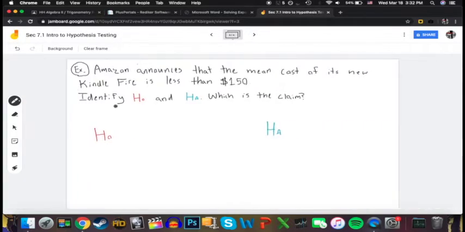In taking a look at the second example, let's say that Amazon announces that the mean cost of its new Kindle Fire is less than $150. So same sort of process as before, we would just want to identify the null and alternate hypothesis. So because we are dealing with less than this time, we're dealing with a strict inequality. So mu is less than 150, and since we got that info from our word problem, that tells us that the alternate hypothesis is the claim in this case. Whereas the null hypothesis is going to be the opposite.